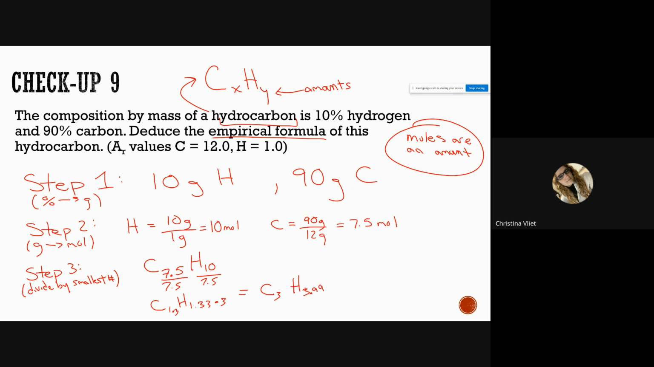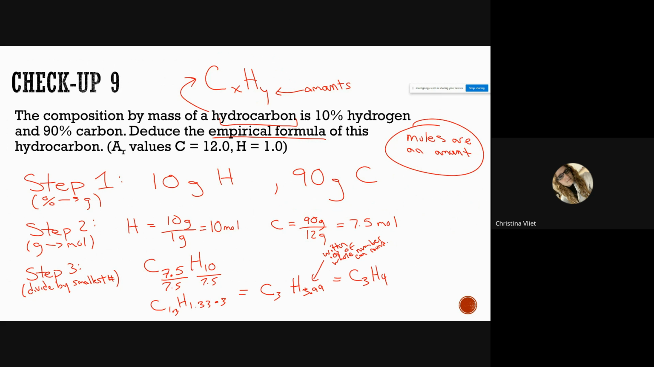And so if you'll recall, can you round 3.99 to 4? Why or why not? Yes. Your answer here should be C3H4. And remember, as long as this is within 0.08 of the nearest whole number, that's where our cutoff is. Just in case you need to remember that. So if I end up with 3.99 at the end, I know that that can round to 4.